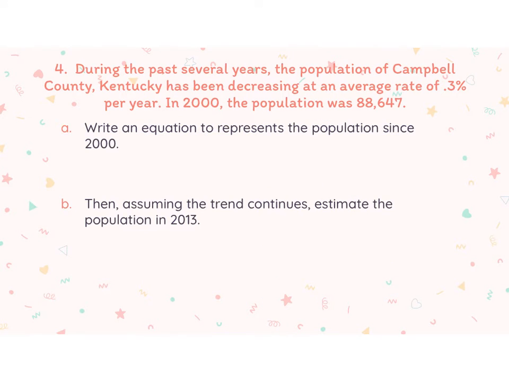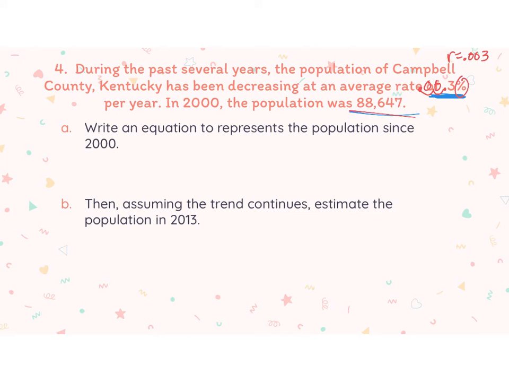Okay. Let's take a look at number 4. During the past several years, the population of Campbell County, Kentucky has been decreasing at an average of 0.3%. Be careful there. 0.3% per year. In 2000, the population was 88,647. So write an equation to represent the population. Okay, the first thing, when you look at that percentage, you've got 0.3%. Your decimal point, because there's a percent sign, it still needs to go back 2 places. So your R is equal to 0.003.